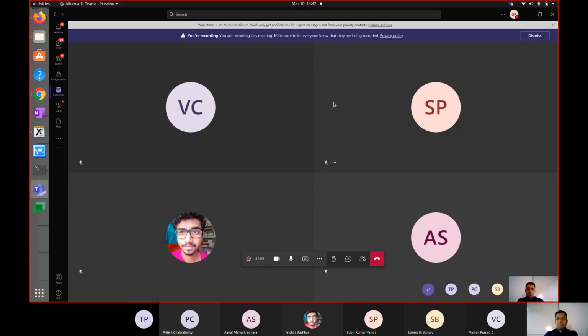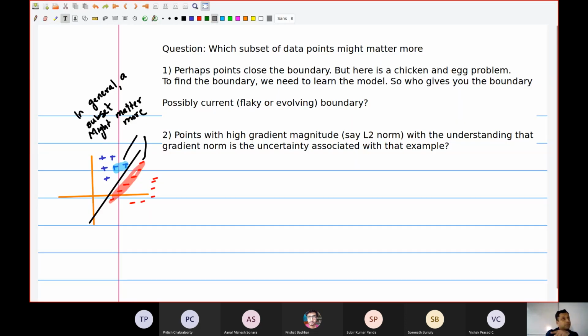For those on the call, the suggestion is that points which are very far away from the boundary will have high gradient. We should not use them in the subset. Yeah, so what is the meaning of high gradient? Again, my question to you. So the function changes drastically at that point? So there's another suggestion: the function changes drastically at that point. Okay, so that is interesting.